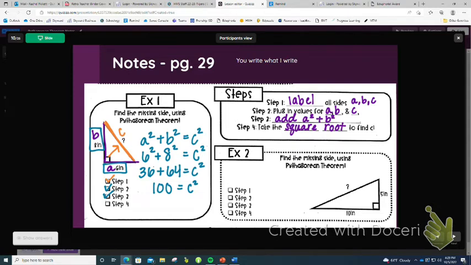The final step is to take the square root to find C. Because right now we know C squared. We don't really care about what C squared is. We want just C to get just the length of that side. So we have to do the opposite. And the opposite of squaring is a square root. So we're going to square root 100, which means what times itself is 100, and that number is 10, which means 10 equals C, so that's the missing side.